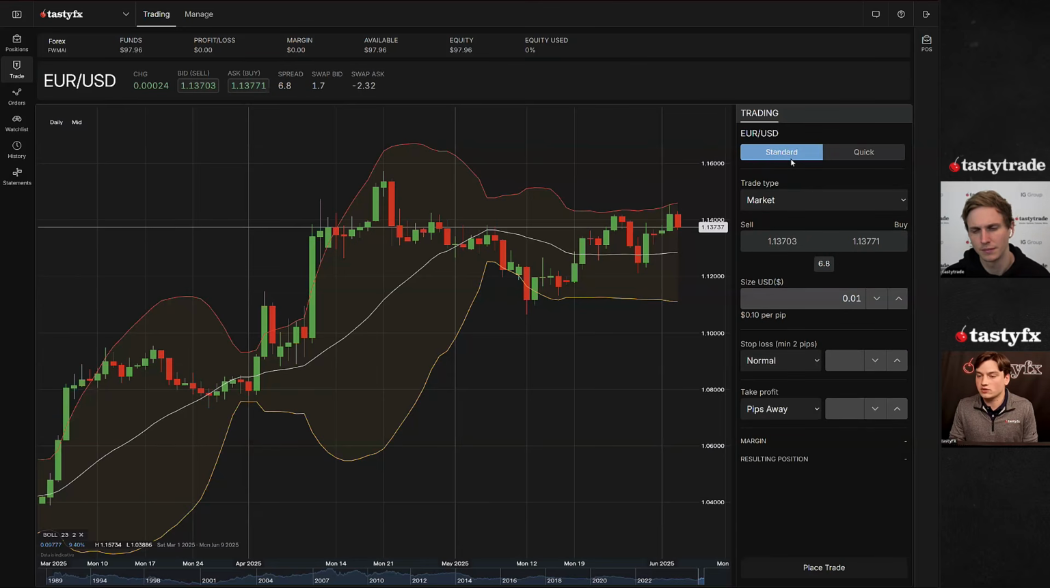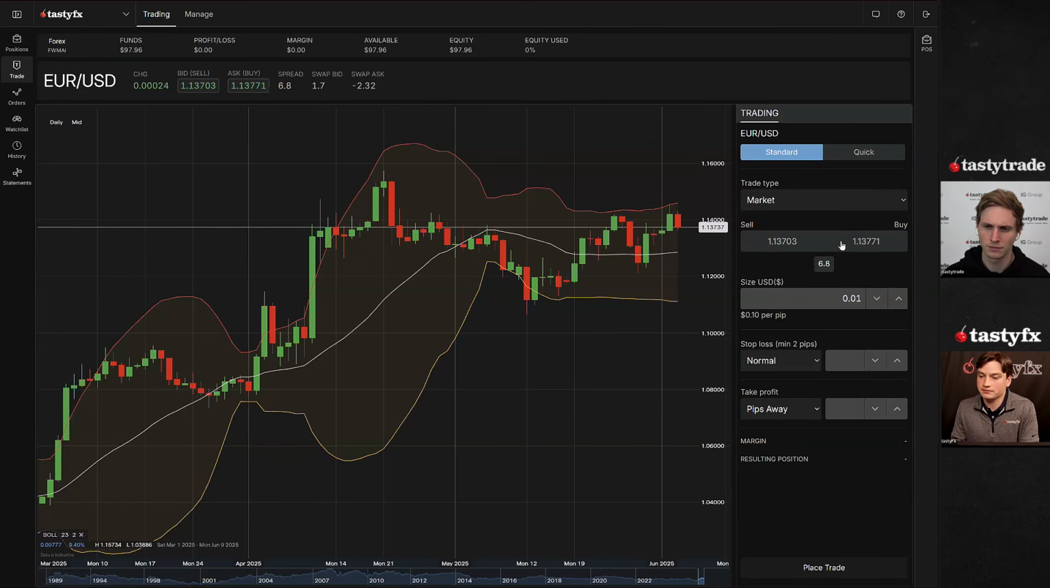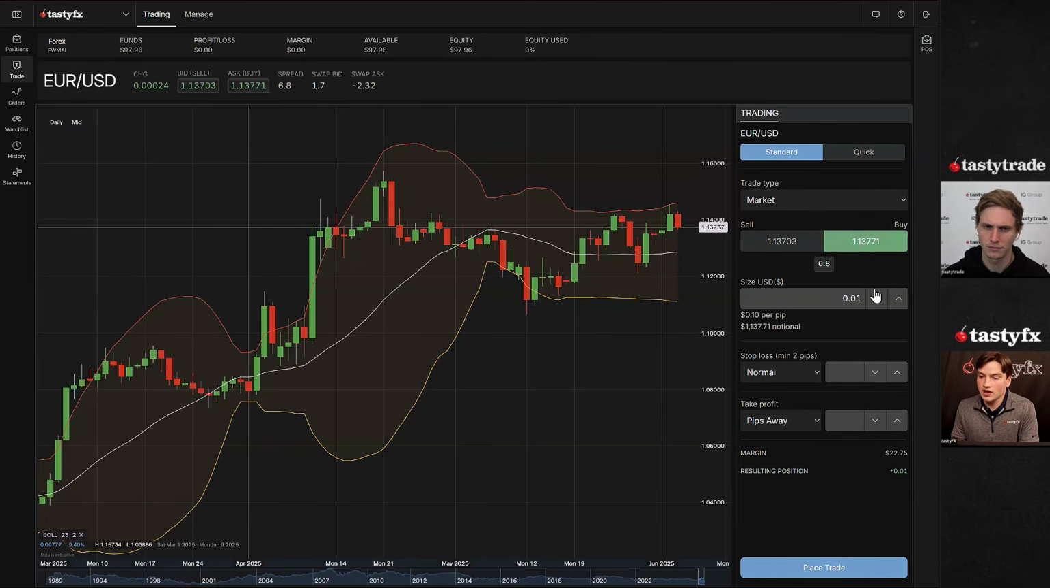But just navigating back to our standard trade ticket, here we'll just walk through all of the fields that you would need to place a trade. First, you've got your market order or you've got your limit order. Only difference with the limit order is you get to set your price level here. But sticking to a market order, you'll select your direction, either sell or buy, and then you'll note your spread here, and then you'll navigate to your position size.